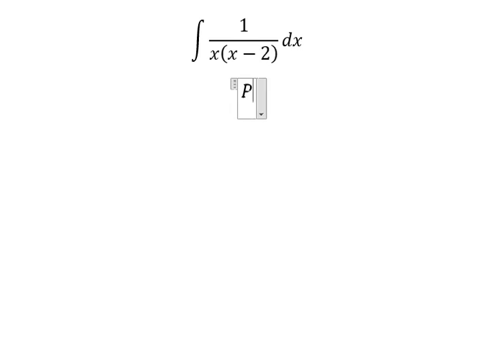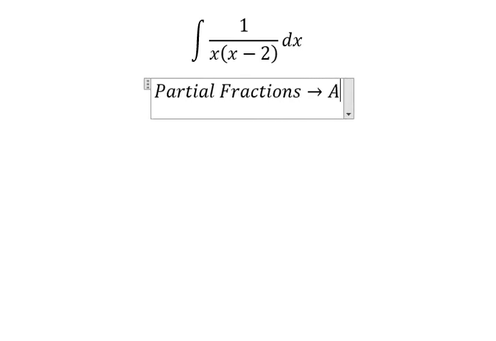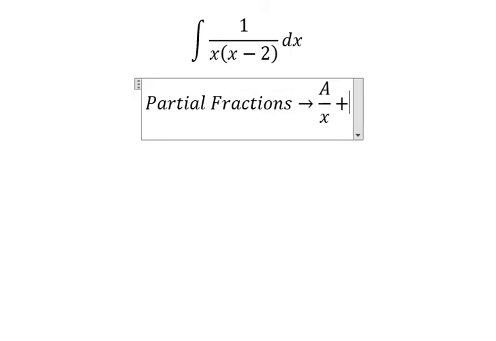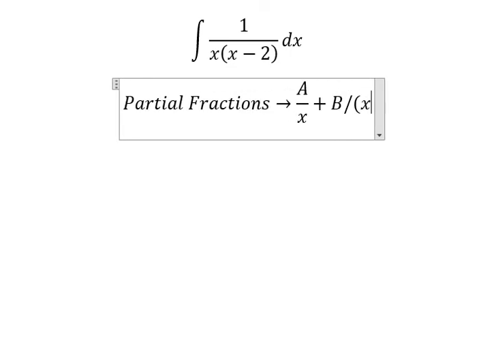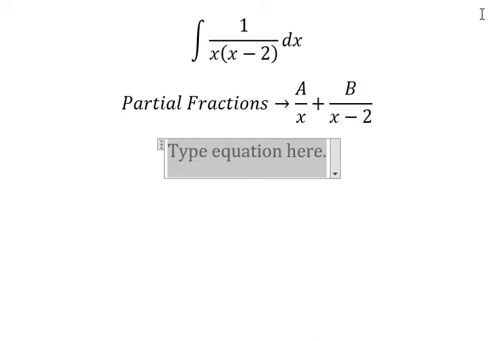We need to use partial fractions. So I will put A over s plus B over s minus 2. Next, we do the common denominator.